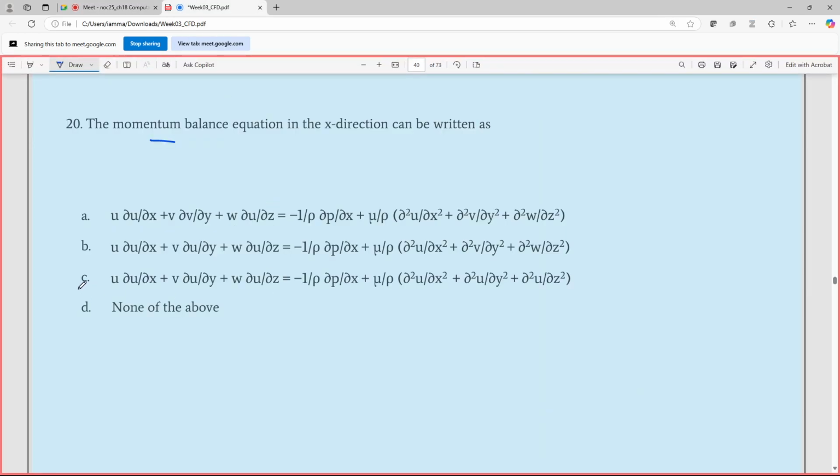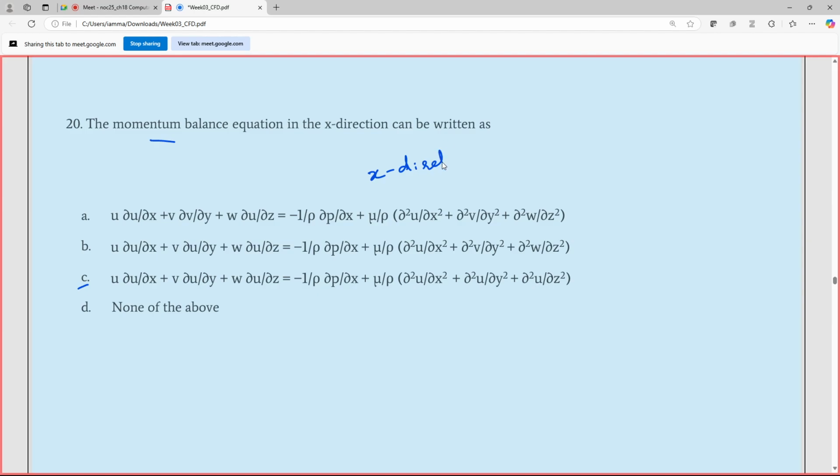Yes, the answer is option C. As we have discussed in two of the questions above, the question is on the x direction momentum equation. So the x direction velocity term is u. You have to check which of the following has u consistently in the numerator of all the gradient terms. If you see here, u is here, it's v. So the first is not the right answer.